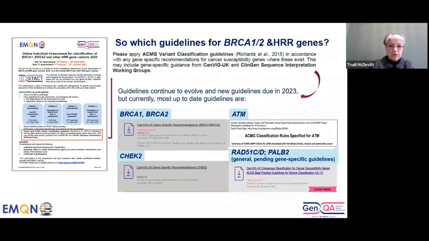There are new guidelines coming out in 2023, but as we go into Run 10, the guidelines that are currently available to refer to are for BRCA1 and 2, the gene-specific guidelines from CANVIG, for ATM, the ClinGen VSEP guidelines, for CHEK2, the CANVIG group guidelines. Both of these are available on the CANVIG website. And for RAD51C and D and PALB2, pending gene-specific guidelines, the general cancer susceptibility genes guidelines are the ones that are available to refer to.